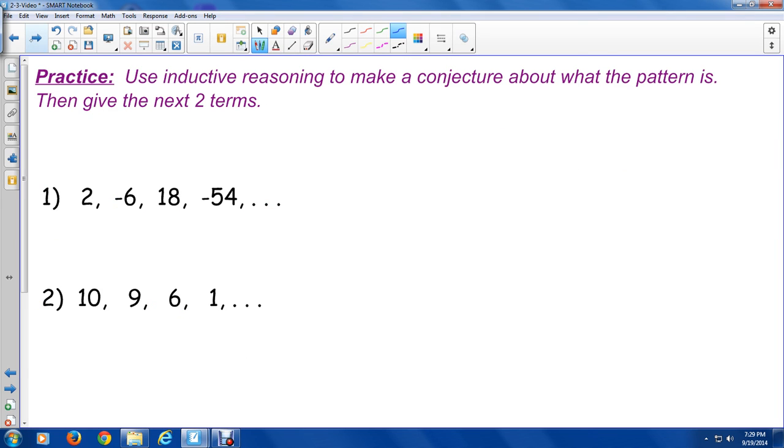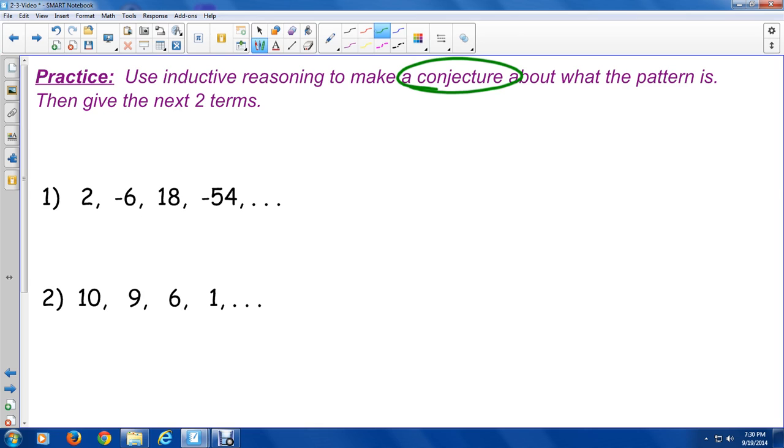Right now, we're going to practice inductive reasoning. We will get into deductive reasoning next week. So let's practice inductive reasoning. We are going to be looking for a pattern, making conclusions. And this fancy word, conjecture, really is just explaining what we observe when we're looking and finding a pattern.